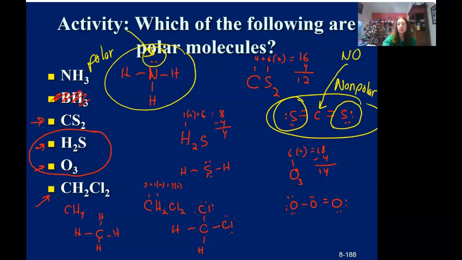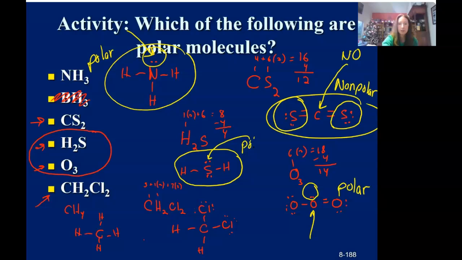All right, let's look at this one down here. Let's look at our O. Are there lone pairs on the central atom? Yep. Polar. Okay, let's go over at this one. Are there lone pairs on the central atom? Yes. Polar. Let's look at this one. Are there lone pairs on the central atom?